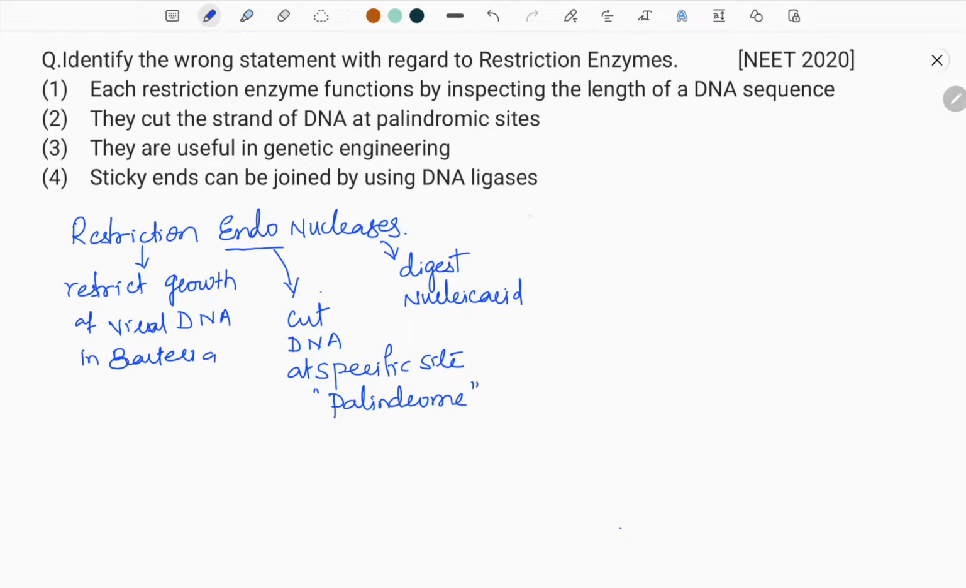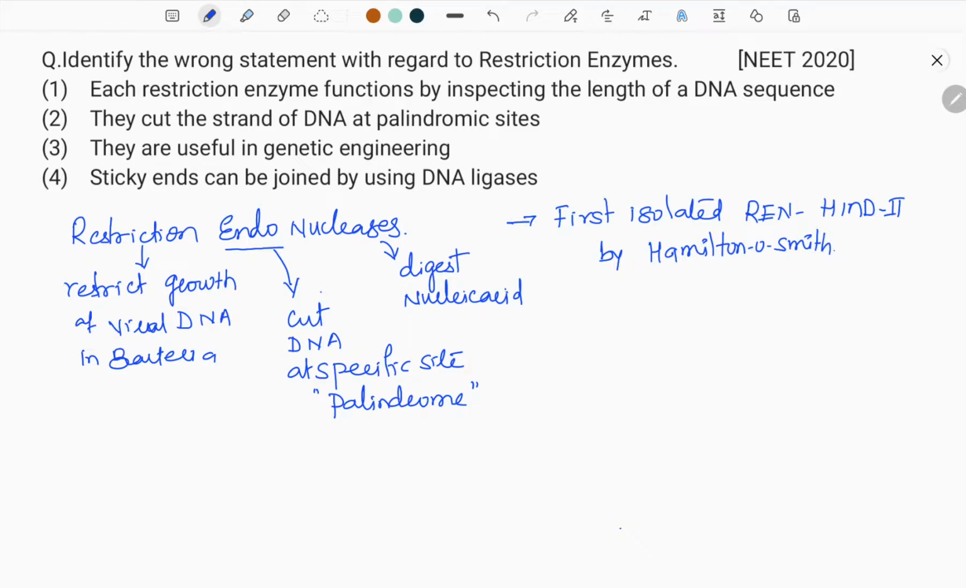So the first isolated REN, that is restriction endonuclease, is HindII, Roman 2. It is from Haemophilus influenzae, isolated by a scientist called Hamilton O. Smith.